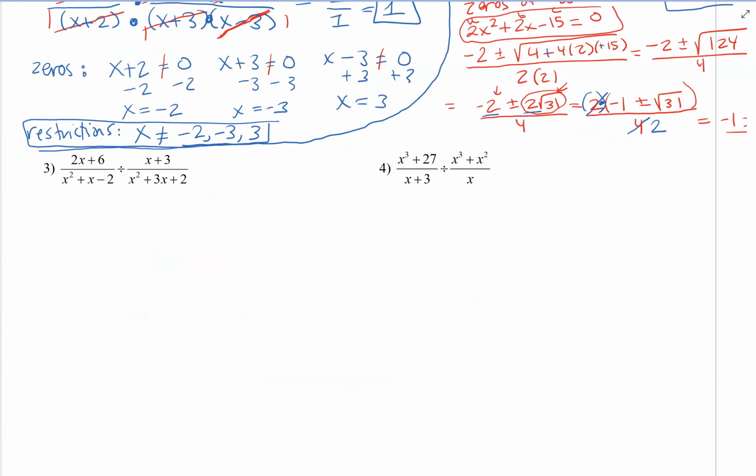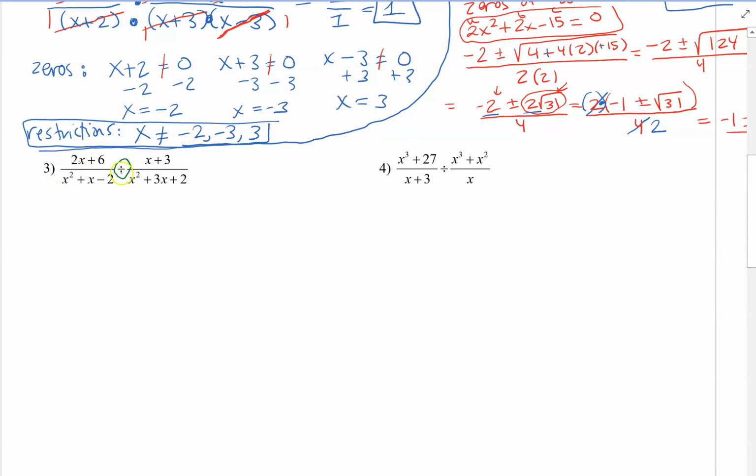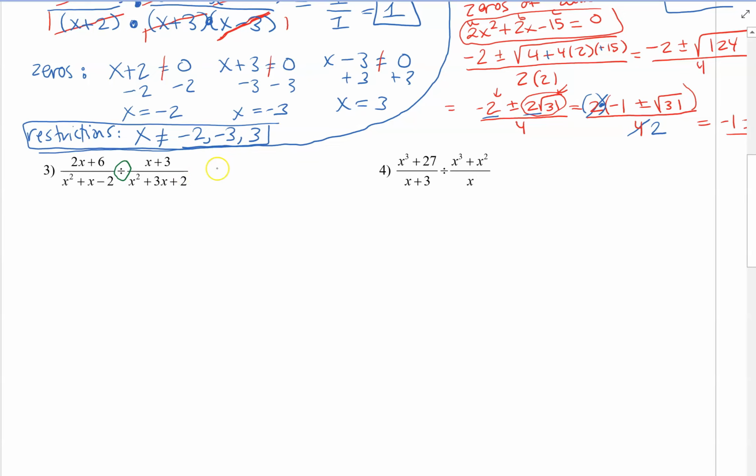So then moving into example 3, what you would notice here is that the problem I have now is a division problem. I'm taking this first fraction and dividing it by the second fraction. According to our steps, if we're confronted with division, we turn it into a multiplication by the reciprocal problem. So the first fraction stays the same, 2x plus 6 over x squared plus x minus 2, times, so I'm changing this into multiplication by the reciprocal, because that's what it means to divide by something. It means you're multiplying by the reciprocal.